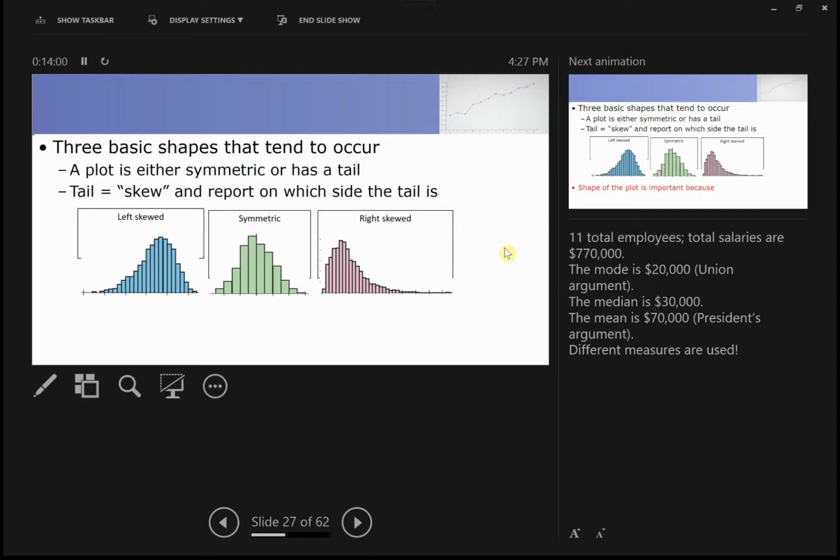So here's one way of thinking about it. Data sets are never perfectly symmetric, especially small data sets. You're never going to get them to be perfectly balanced. And in fact, if you see something that looks perfectly symmetric, the first thing I think personally is somebody fudged the data.